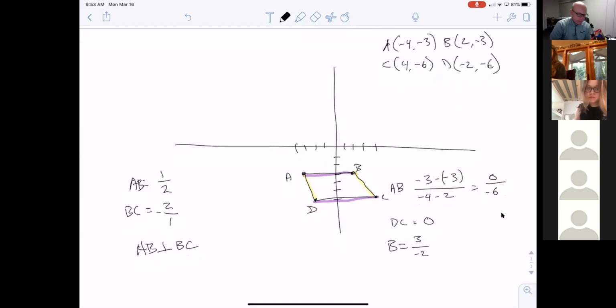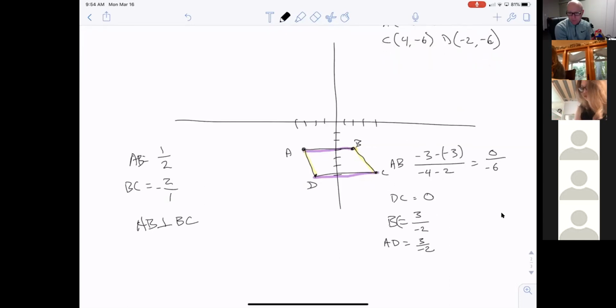But if I found the slope of AD, I would find it to be the same, 3 over negative 2. So BC and AD are parallel as well. They're just not perpendicular. So go back to the question. Is this quadrilateral a square, rectangle, or parallelogram? Well, it can't be a square, because they're not perpendicular. It can't be a rectangle for the same reason. So this is a parallelogram because the opposite sides are parallel.